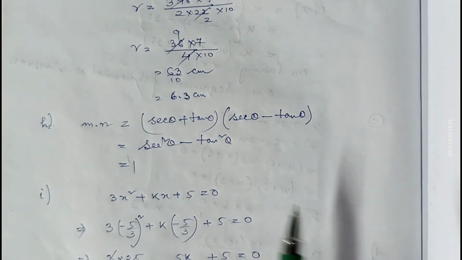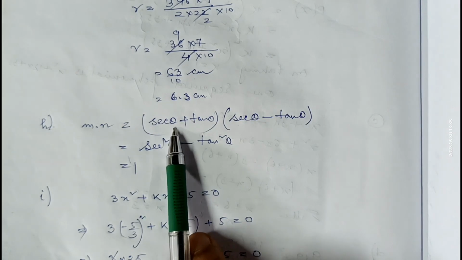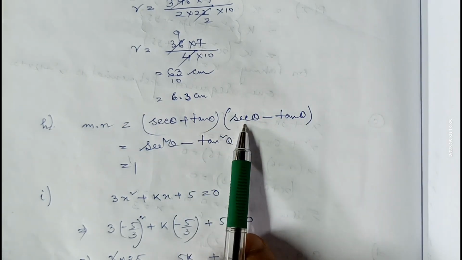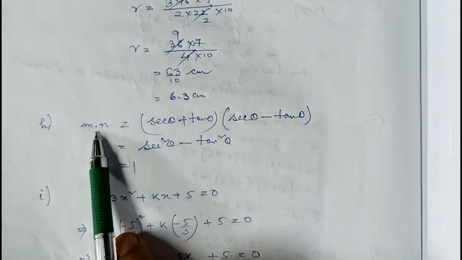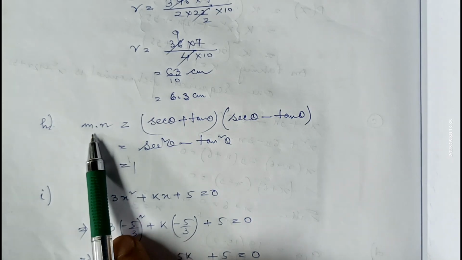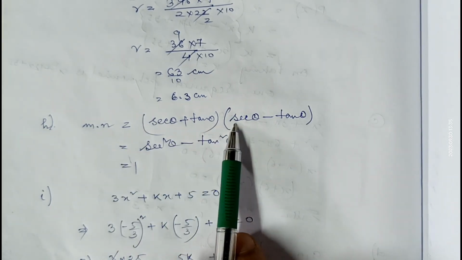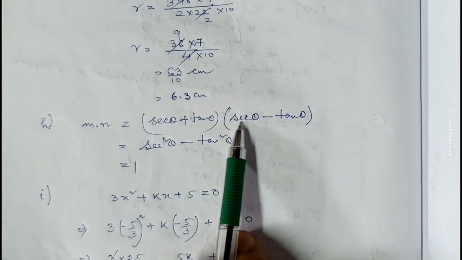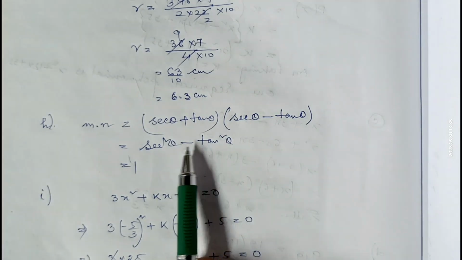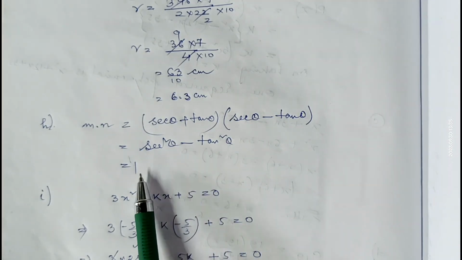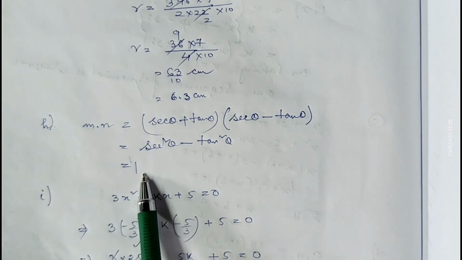In question number H, it is given that m is sec theta plus tan theta and n is sec theta minus tan theta, and we have to show mn equals to 1. So here m into n is sec plus tan into sec minus tan. A plus b, a minus b, it will be a square minus b square, and we know sec square theta minus tan square theta is 1. So the required answer is 1.